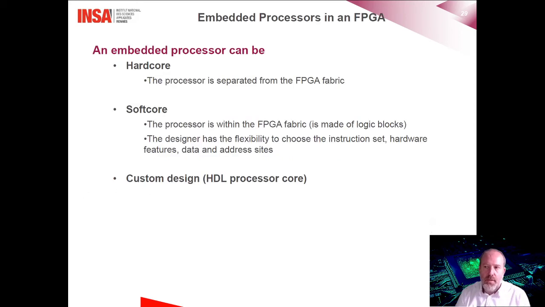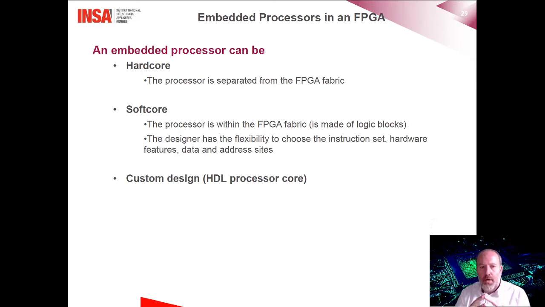So in fact, there are three types of embedded processors that can be available in an FPGA. The first one is called a hardcore processor. This type of processor is completely separated from the reconfigurable FPGA fabric, meaning that it is entirely implemented in silicon and is already provided when you buy the chip, actually.